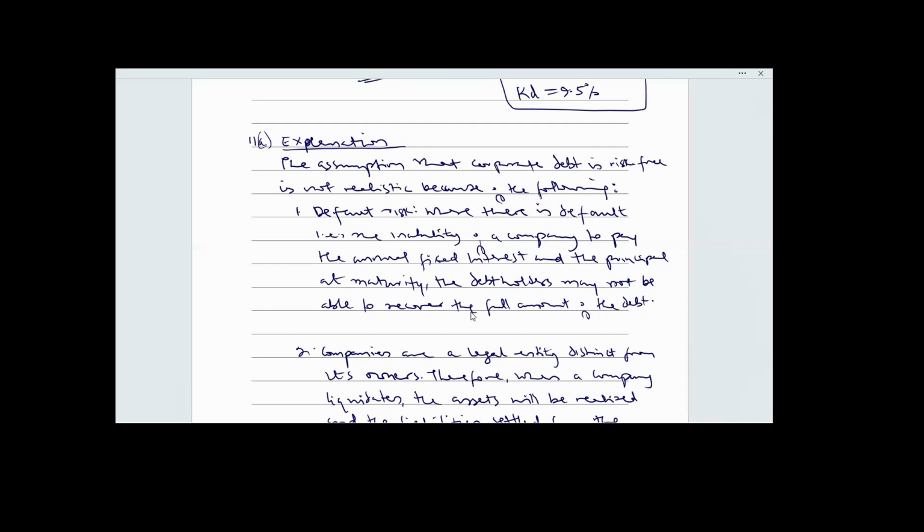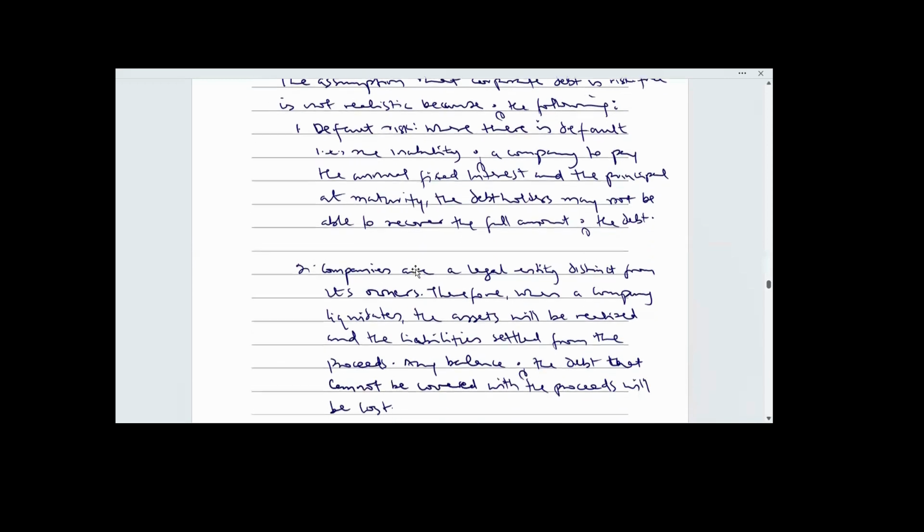But in most cases, when a company liquidates, the proceeds from the disposal of the company's assets will not be sufficient to cover the debt. So if the proceeds cannot cover the debt, can we say truly that corporate debt is risk-free? No, there is a risk of loss. There's a risk of financial loss to the debt holder, because you cannot recover the full amount that you have lent the company. So we cannot say corporate debt is risk-free.